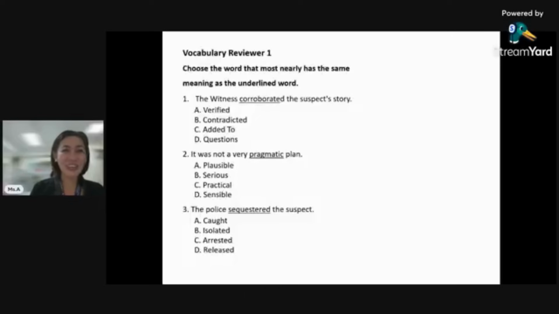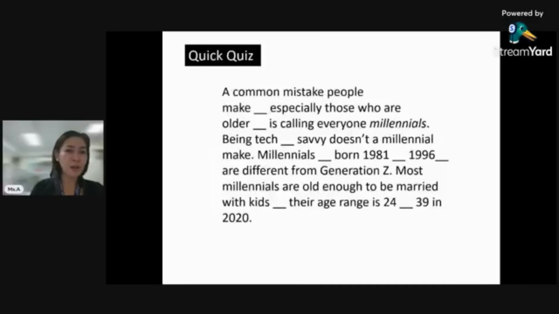Okay, ay iba na po pala to. So ito po, a common mistake people make. Okay, so what are we going to put here? So common mistake people make. Nalito lalo. Okay. Dito po kasi, we are actually emphasizing people. People who make mistakes. So, pwede po natin itong lagyan ng, asan na yung aking pen?